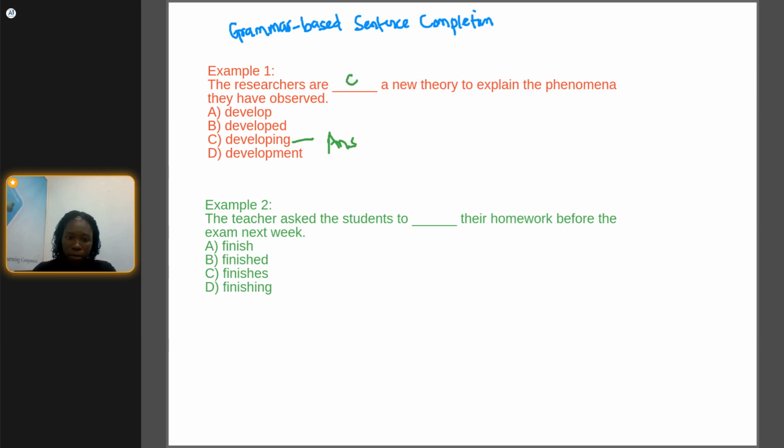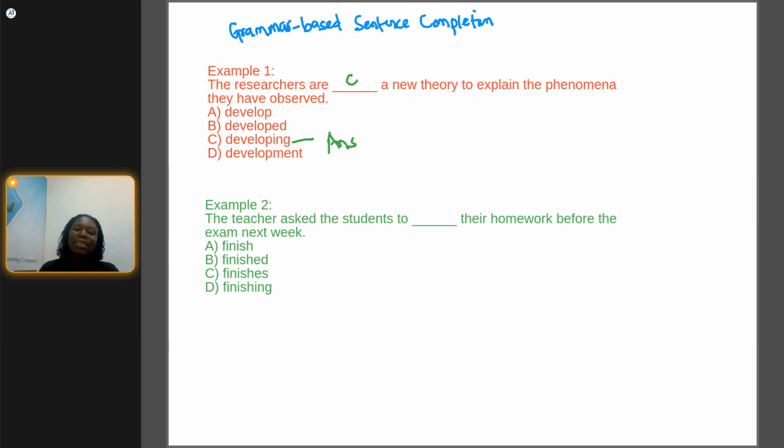Finish is the base form. So option 1: the teacher asked the student to finish their homework before the exam next week. Option 2: finished. Option 3: the teacher asked the student to finishes their homework. Option 4: the teacher asked the student to finishing their homework. Which one sounds the most appropriate? Of course, the base form sounds the most appropriate. That's option A: the teacher asked the student to finish their homework before the exam next week.